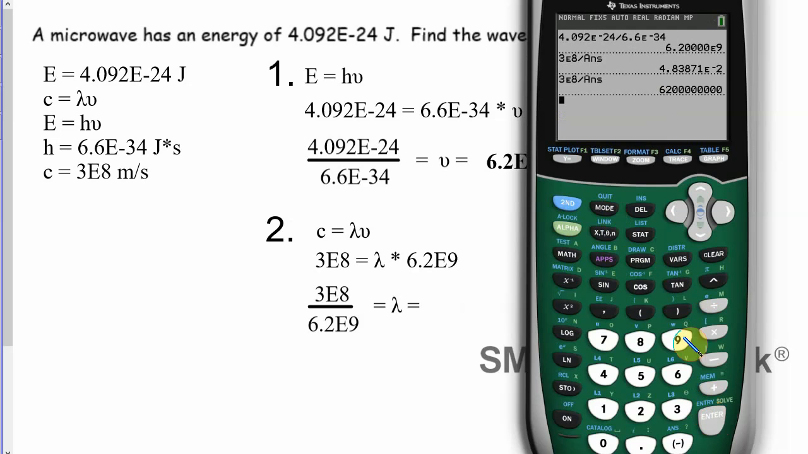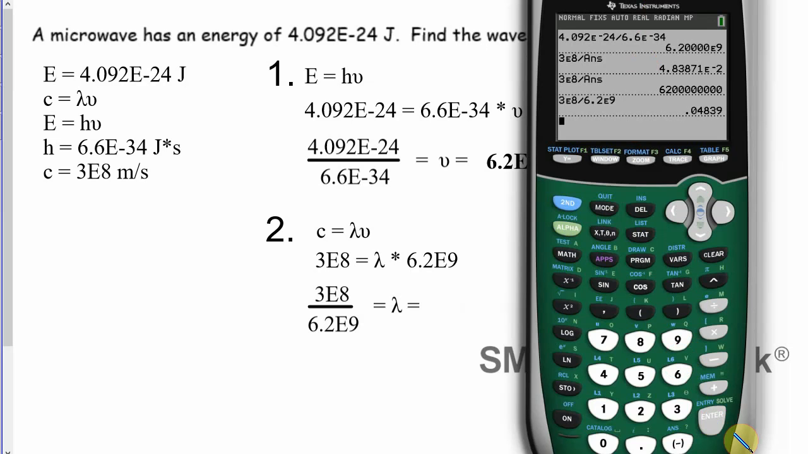And that was a mistake here. I didn't want to divide by the answer. Give me 1 second. Sorry, 3E8, and divide by 6.2E9. That's what that was, right? Yeah. Okay. And your calculator will give you 0.048 meters.